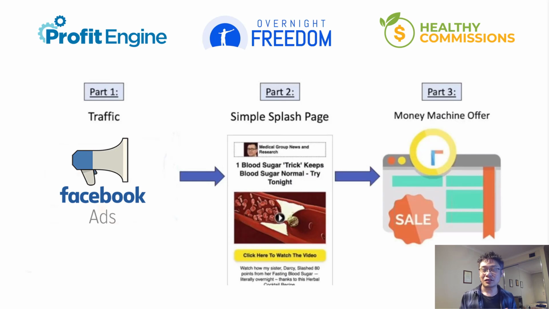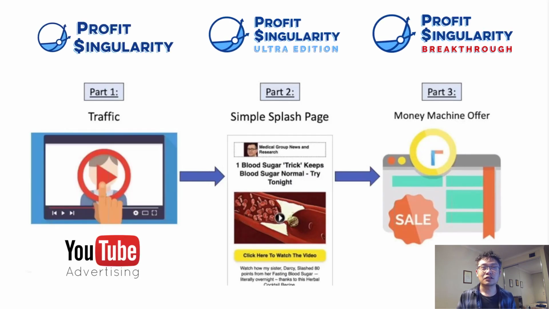So that's it. That's very, very simple. 3 steps. Ad, part 1. Pre-sale, part 2. Offer, part 3. And this hasn't changed. You can see, right? Profit Engine, Overnight Freedom, Healthy Commissions. And when we get to Profit Singularity, so in all 3 iterations, Profit Singularity, Ultra Edition, and up to today, Breakthrough, it's still the same 3-step process.